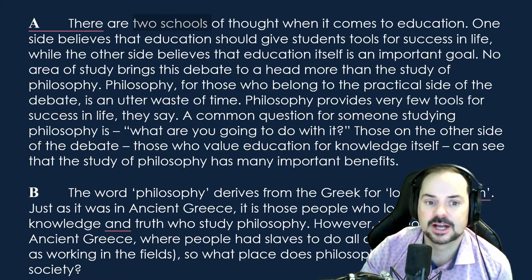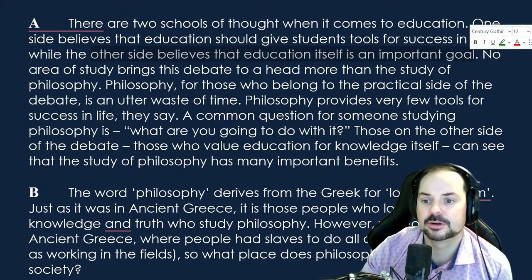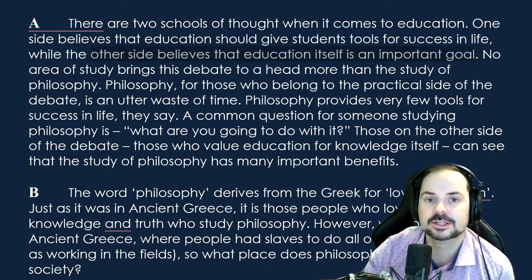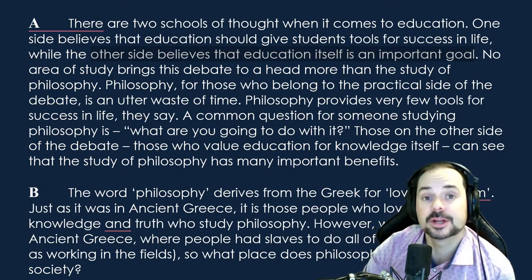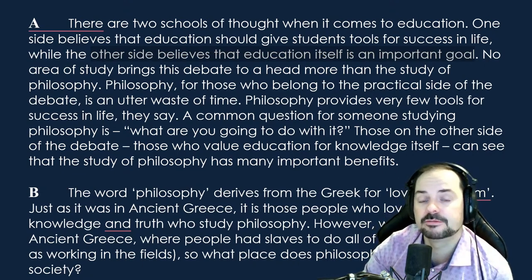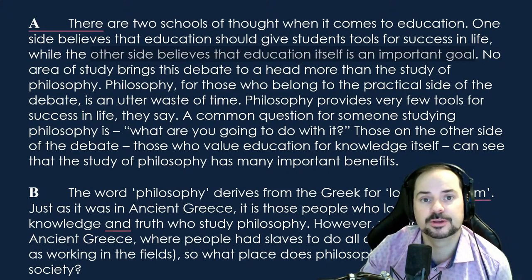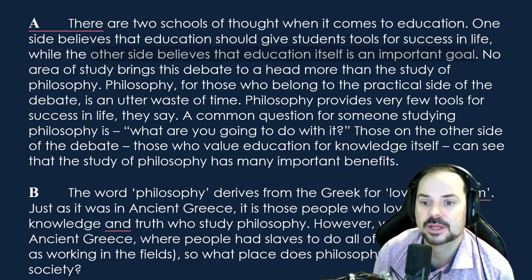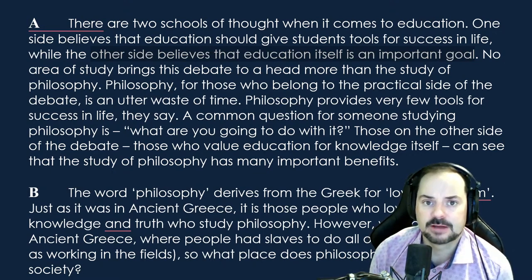And then the other side, it says here, the other side believes that education itself is an important goal. So the other side says, oh, forget about JavaScript. I'm going to teach Sanantha how to think critically, how to problem solve. I don't know what she's going to do with it, but that will make her successful anyway, right? So there's two sides here, okay? That's what this paragraph is about, all right?